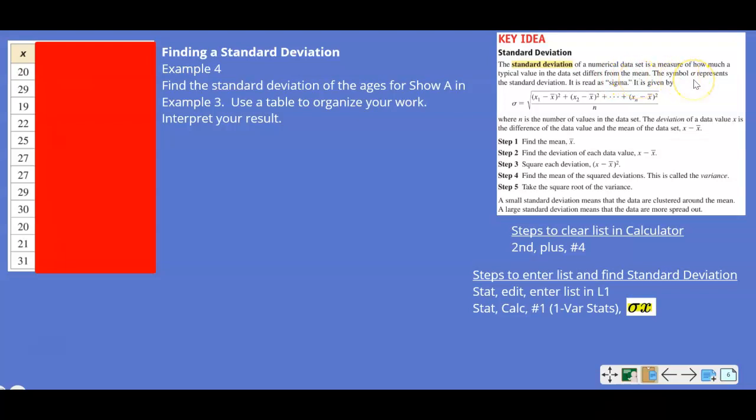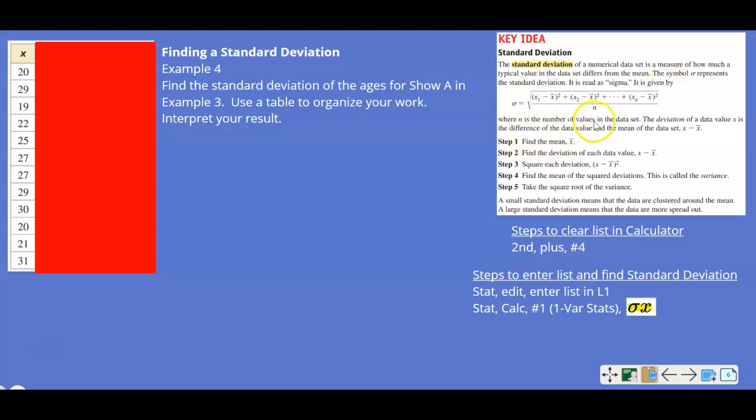The symbol sigma represents the standard deviation. This is actually the lowercase Greek letter sigma, and it is given this formula here. You can see that this is the first x minus the average squared, the second x minus the average squared, and so on, all the way to the last x minus the average squared, divided by the number, and then all of that you have to take the square root.